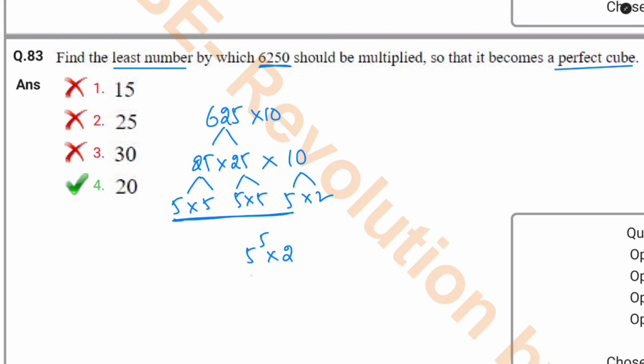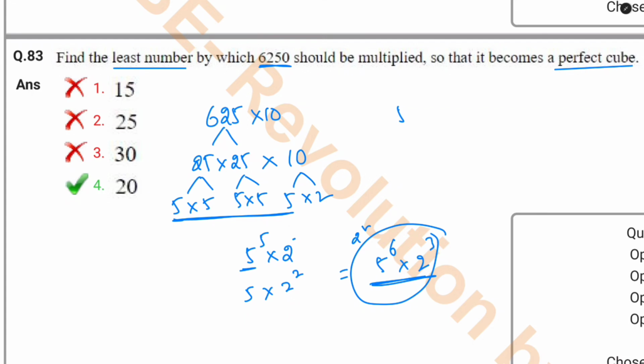If we check the options, we need one 5 and 2 power 2, so that it will become 5 power 6 and 2 cube. So it will be a perfect cube. That means 5 into 2 power 2, which means 4. That means we have to multiply by 20.